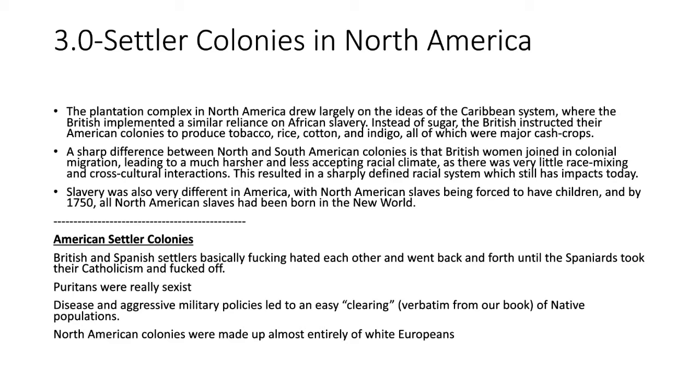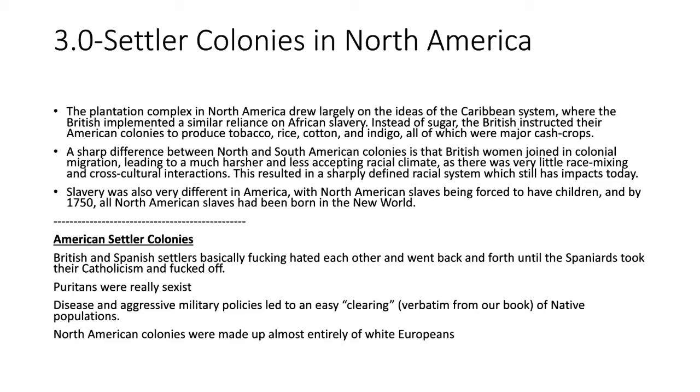They don't want them having families. Yeah, they didn't allow African women to have children. So they cut down on slave families. But in North America, they either forced them to or allowed them to. And by 1750, all North American slaves were born in the New World. So they're not coming from Africa anymore. They're now all from America.